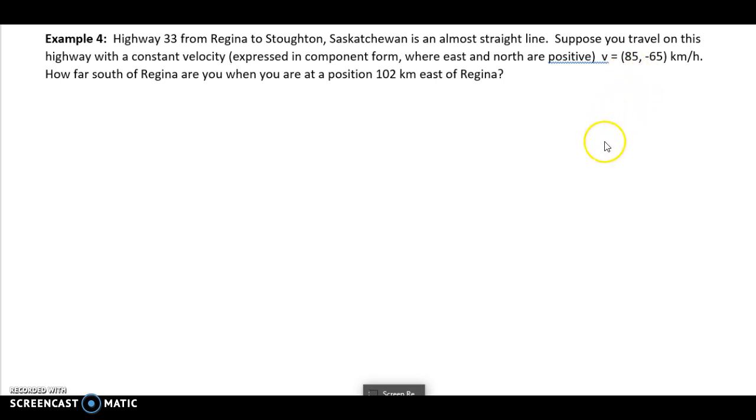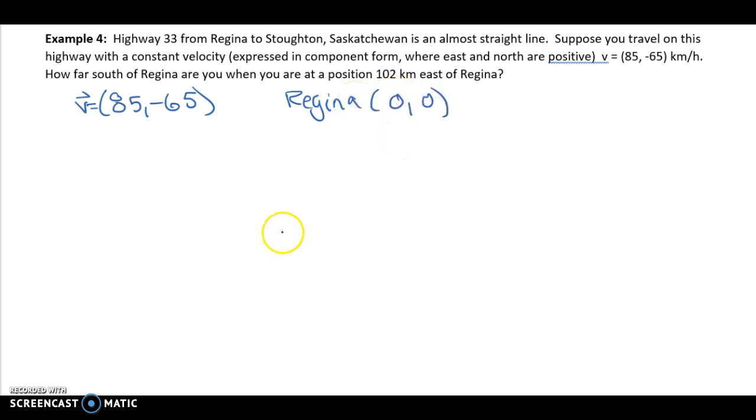So they are asking how far south of Regina are you when you are at a position of 102 kilometers east of Regina. So the first thing you want to ask yourself is what exactly is the vector equation for this question? The first thing that we know is that we have our velocity, which is [85, -65], and then I need to know where we're starting. Since they haven't given us an actual point to start with, we can assume that Regina is our origin, which is (0, 0).